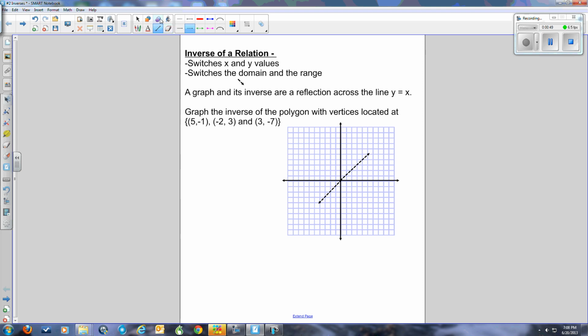So anyway, let's go ahead and graph the inverse of the polygon with the vertices located at (5, -1), (-2, 3), and (3, -7). So first of all, let's see what that's going to look like. If we have (5, -1), we go to the right 5, 1, 2, 3, 4, 5, and down 1. (-2, 3), we go to the left 2, and down and up 3. And (3, -7) means we go to the right 3 and down 7. So we get this triangle here.